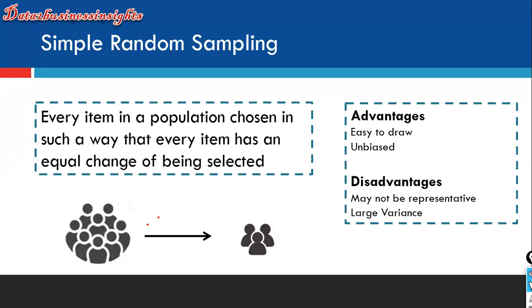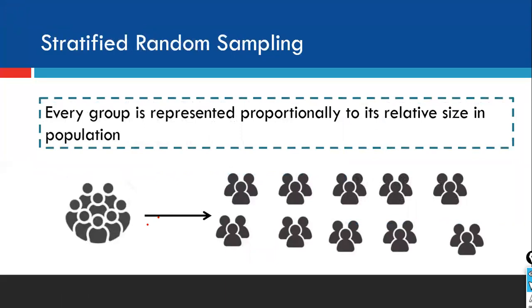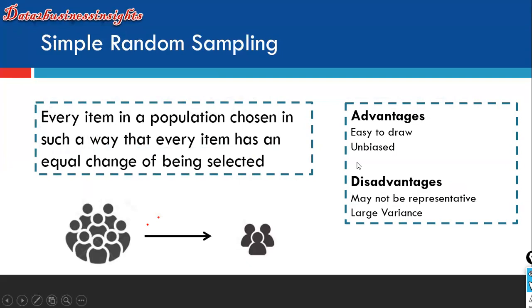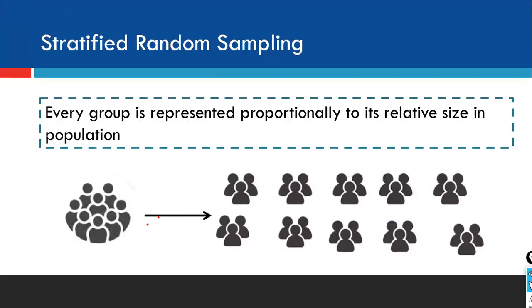So the next one is the simple stratified random sampling. This addresses the drawback of simple random sampling. Stratified random sampling ensures that every stratum, called a group, is represented proportionally. This means that the number selected for each group in a sample is in proportion to, or reflects, the relative size of different groups in the population.